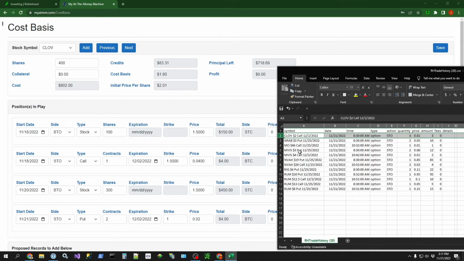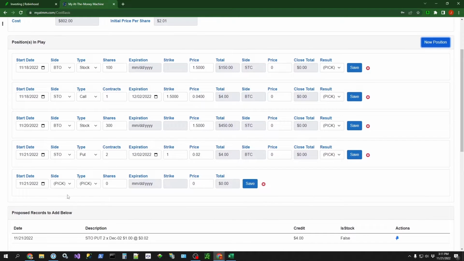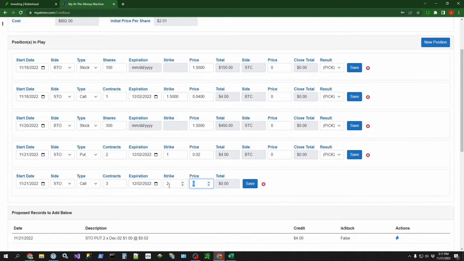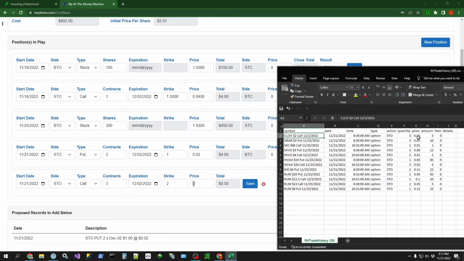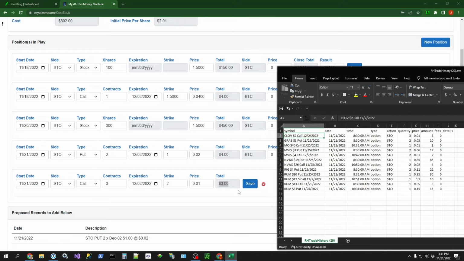it. So I'm gonna go and delete this. All right, so now we're gonna enter a call. See, there's already one call in here, so this is the other 3 contracts. So let's go ahead and do new position, sold to open, a call, 3 contracts. I'm pretty sure this one's expiring on December 2nd. Let's go back over here. Yep, December 2nd. The strike price is $2 for the call. And the price we got, just a penny. So that's $3 total. There we go.